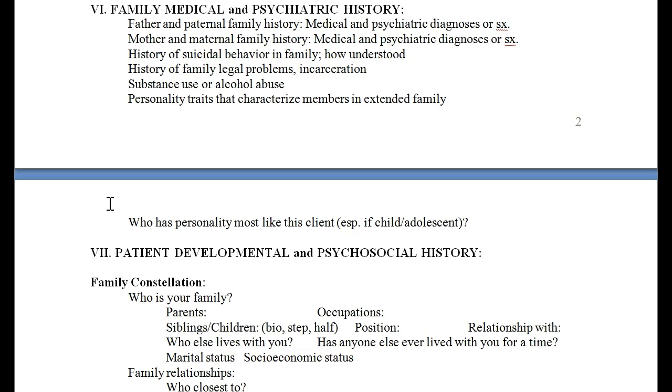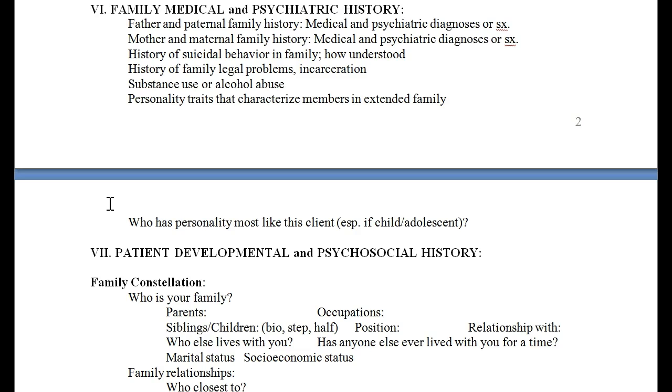You want to know about suicide in the family and how people understand that. That's important for them, thinking about their own safety and whether or not this is accepted, whether it's taboo, whether it has implications within the family.